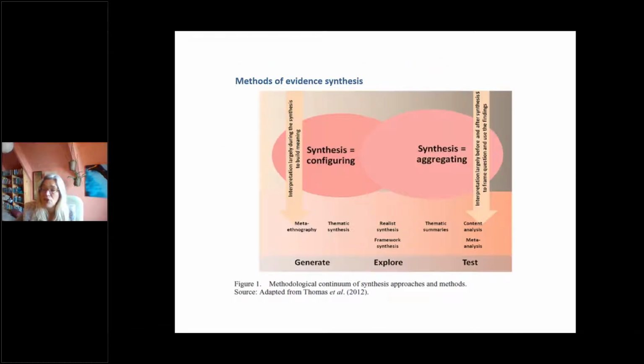And this diagram shows how different approaches sit along a spectrum from the more additive on the right-hand side, things like content analysis and thematic summaries, up to the more interpretative processes on the left, like meta-ethnography. And the thing along the bottom is about theory, so those more aggregative, deductive approaches tend to test theory, whereas the more interpretative, inductive approaches tend to generate theory.